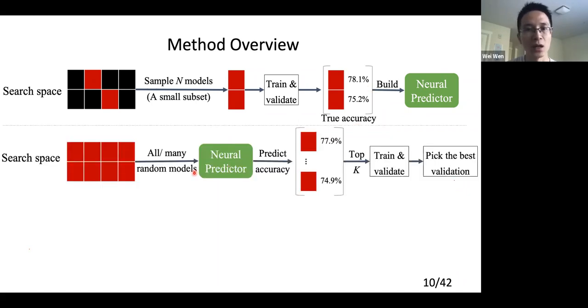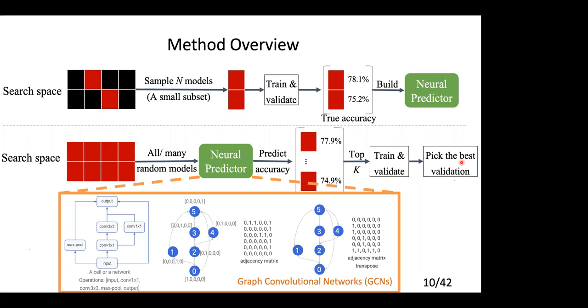After we have this neural predictor, this is how we use it. Again, we have the same search space. We randomly sample tons of models. Then we use the neural predictor to predict the accuracy for those tons of models. Then we can pick the top K models with the top K predicted accuracy. Then we can train and validate them from scratch. Then we pick the best validation model for final deployment.